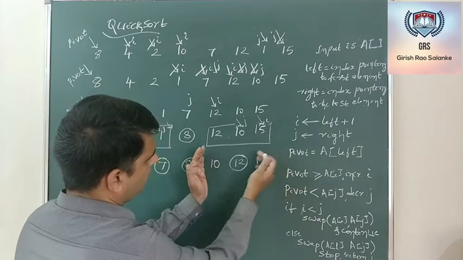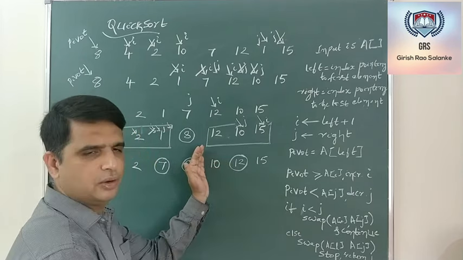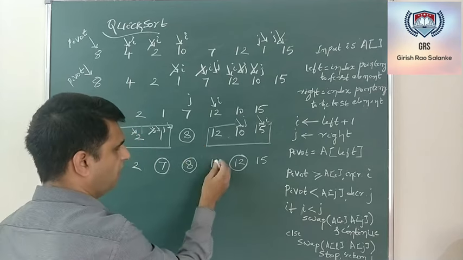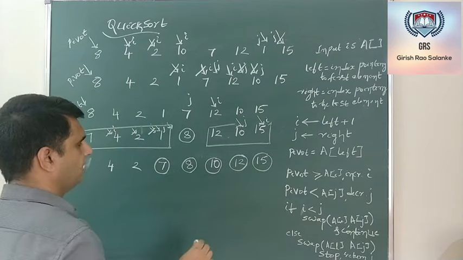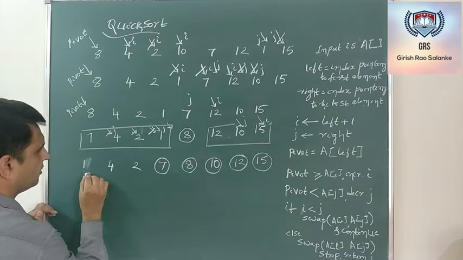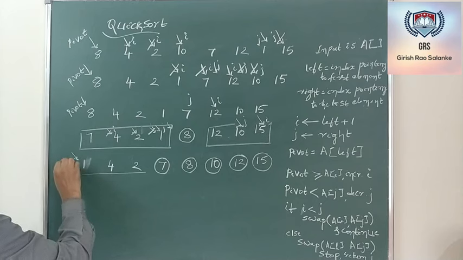Now in this subproblem, on the left-hand side there is only one element. If there is only one element, you don't need to do partition, so this is already sorted. On the right-hand side also there is only one element, so it is also sorted. Now the only thing is I need to sort this. So take 1 as the pivot element.